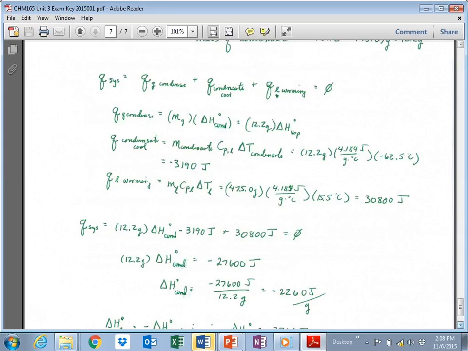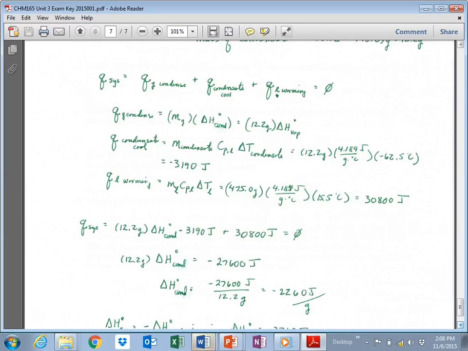So we know the mass of the condensate. I noticed a lot of you got to the mass of the condensate by difference because it gave you the final mass of the body of water plus the steam that had condensed. So that's 12.2 grams. And anyway, you work it. Is it messy? A little bit. Okay, not too bad. But I ended up with the latent heat of condensation equal to negative 27,600 joules per 12.2 grams, or that amount of energy per gram.